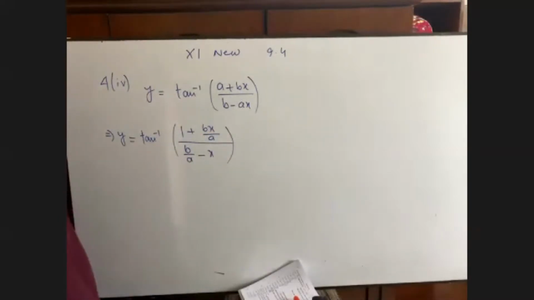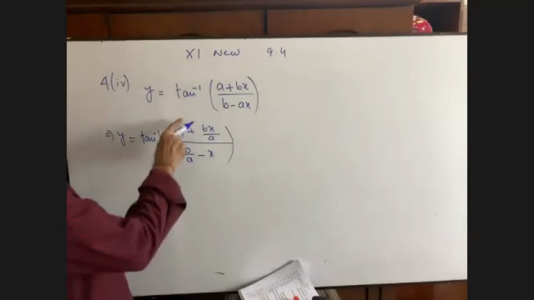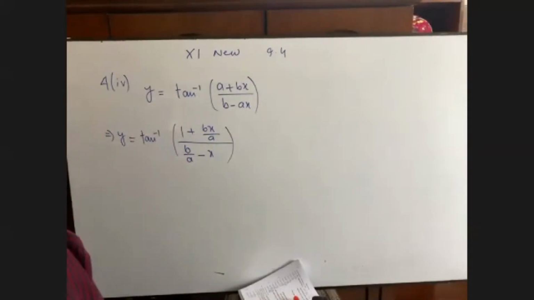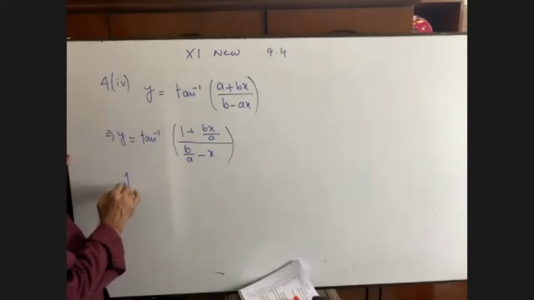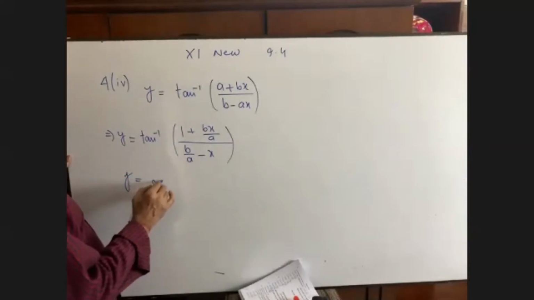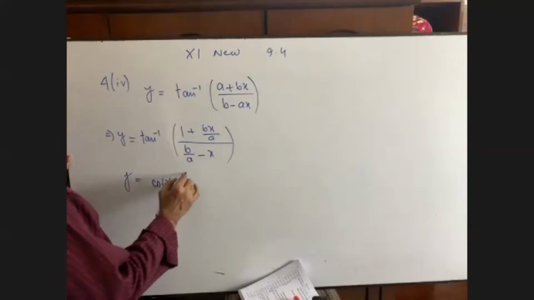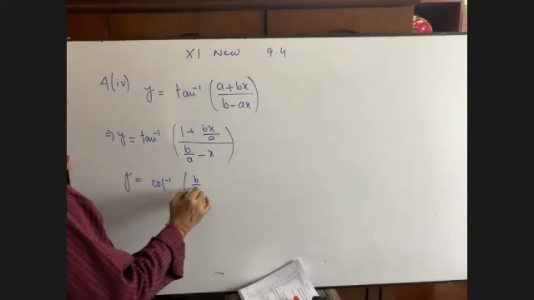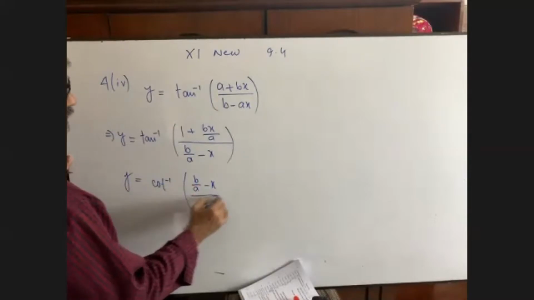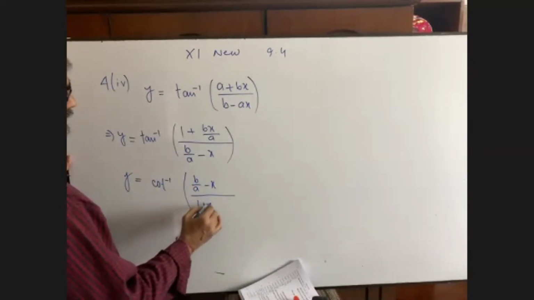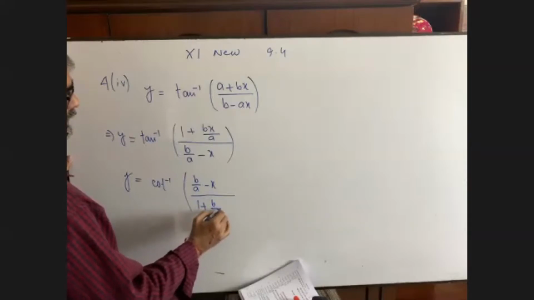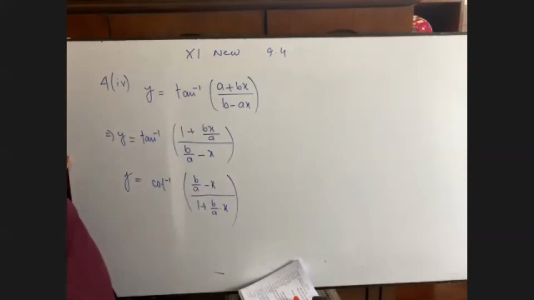Actually, I have divided both numerator and denominator by a. In the formula of tangent, you see always 1 is in the denominator, not in the numerator. So what should we do? y is equal to cot inverse (b by a minus x) by (1 plus b by a into x). Have you got it or not? Yes, sir.